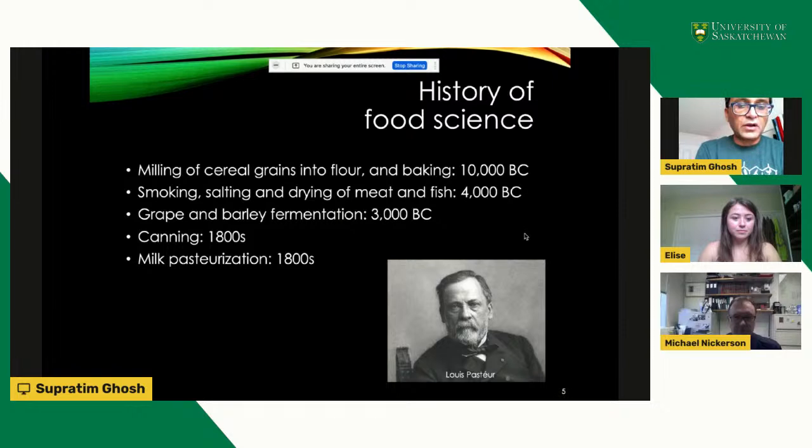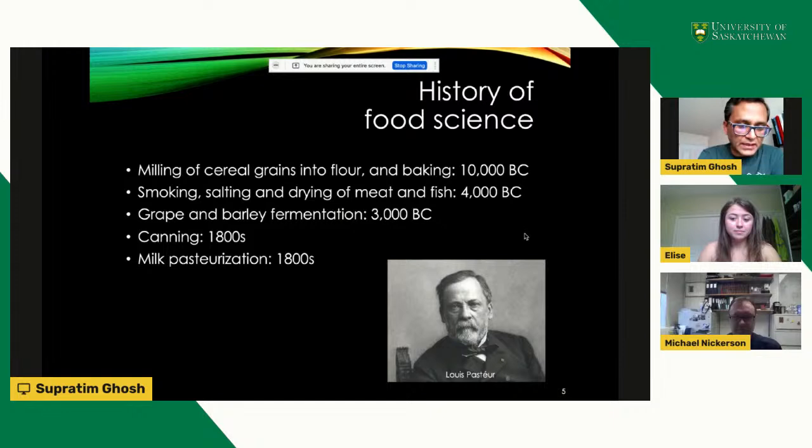So they started smoking food, salting food, drying meat and fish so that you can keep them for a longer time. Obviously, there was no refrigerator at that time. Then grape and barley fermentation, alcohol, in 3000 BC. And then very recently, 1800, canning started. And I'm going to tell you that story, how canning started.